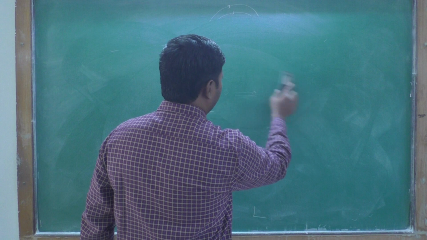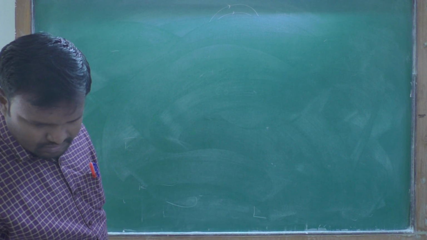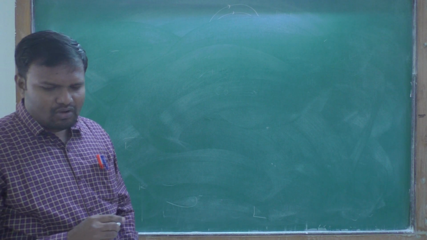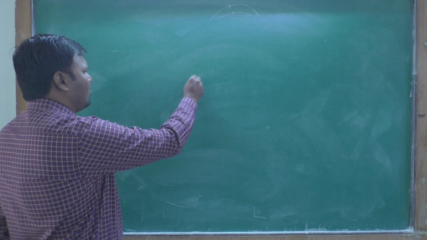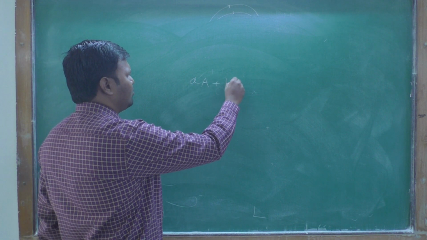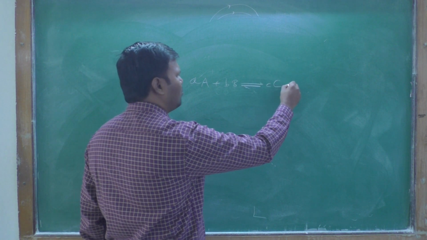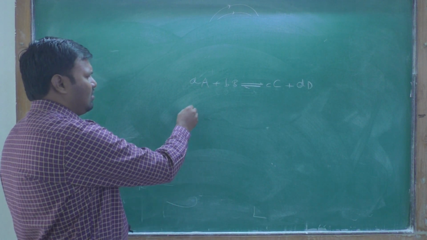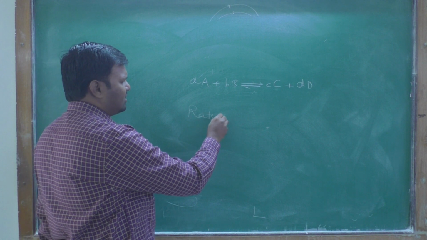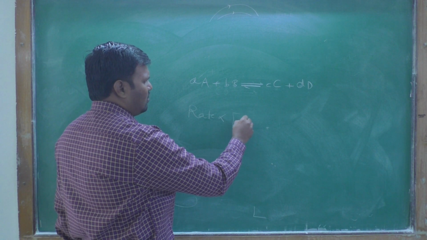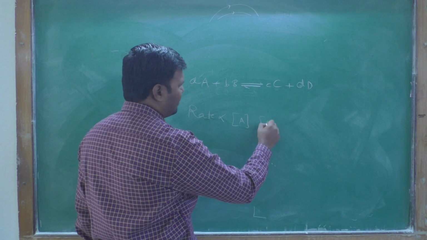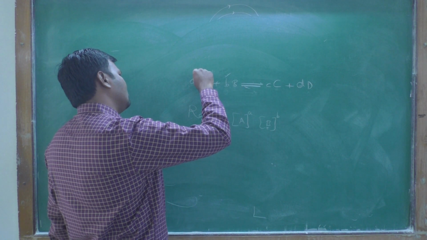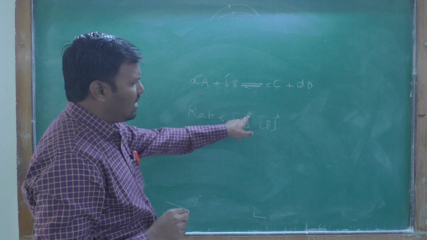Then the law of mass action, given by the scientists Guldberg and Waage. That is the meaning of law of mass action. Suppose we have a reaction in which a moles of A and b moles of B give c moles of C and d moles of D. According to the law of mass action, the rate of reaction is proportional to the concentration of reactants raised to appropriate powers. Those appropriate powers are a and b, which we have taken in this equation.